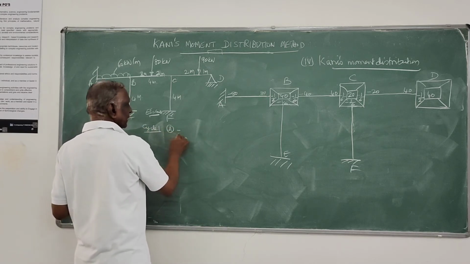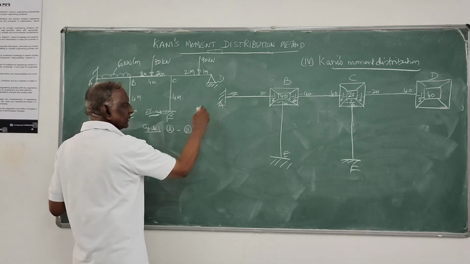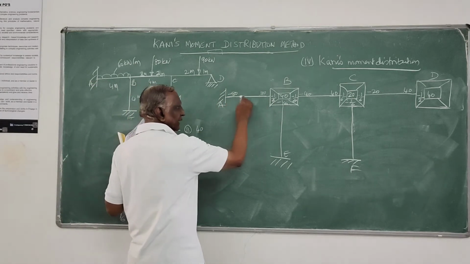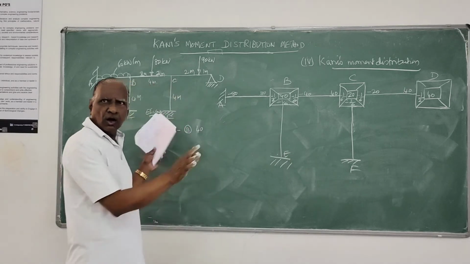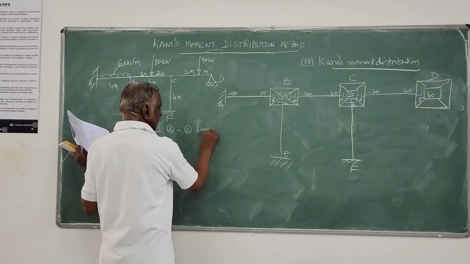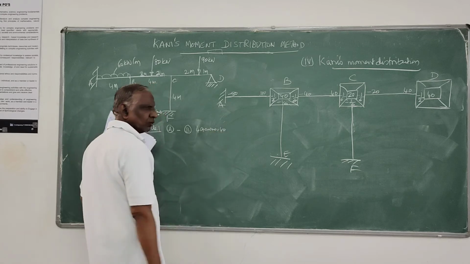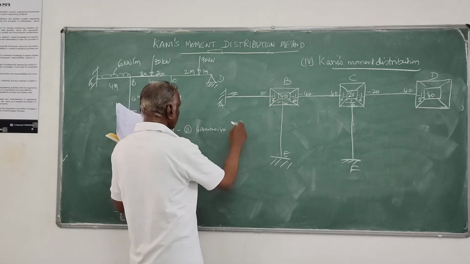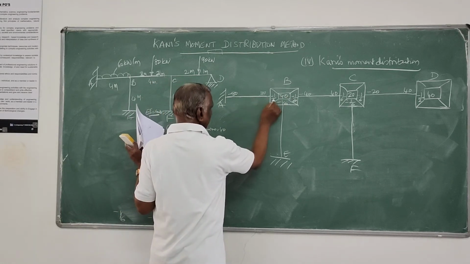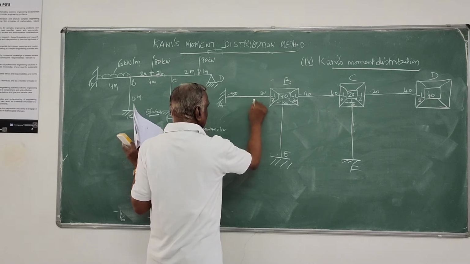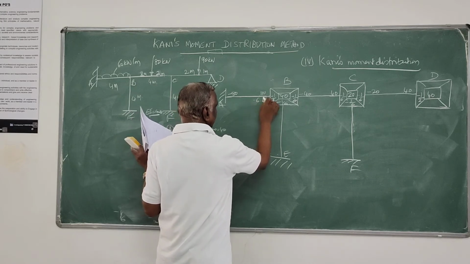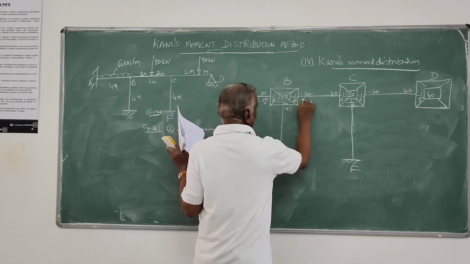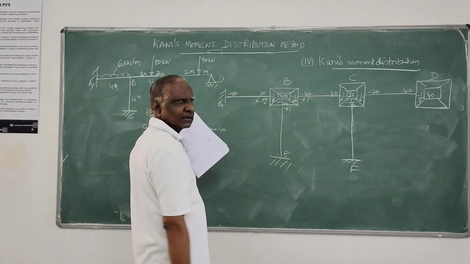A, nothing. Then joint B: sum of the fixed end moment 40 plus contribution from this end, this end, this end, all zeros. All three ends will be 0, so it is 40 only, and that 40 is coming at B. That will be shared by this, so 40 by 6, minus 1 by 6 each, that is minus 6.7. Here also you can write it, anywhere.